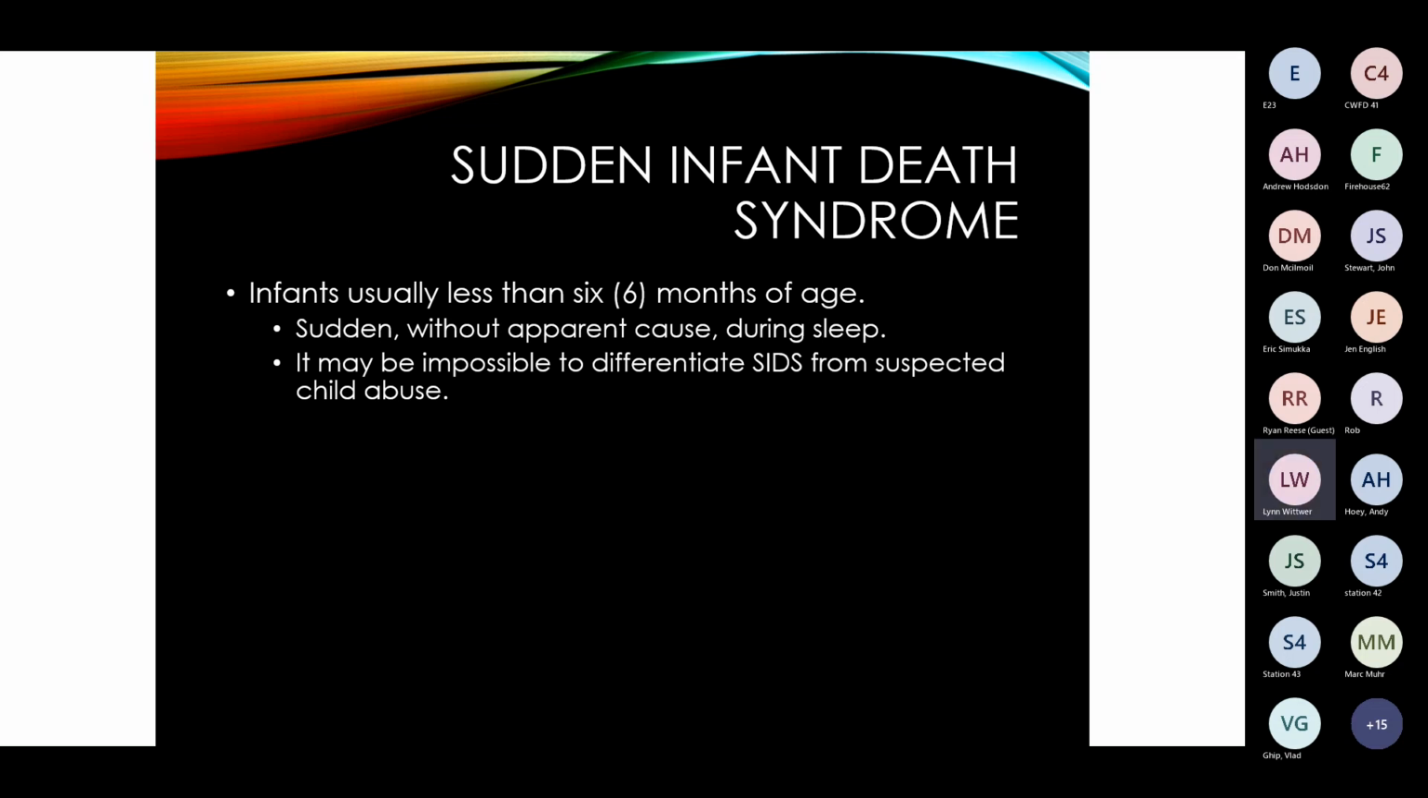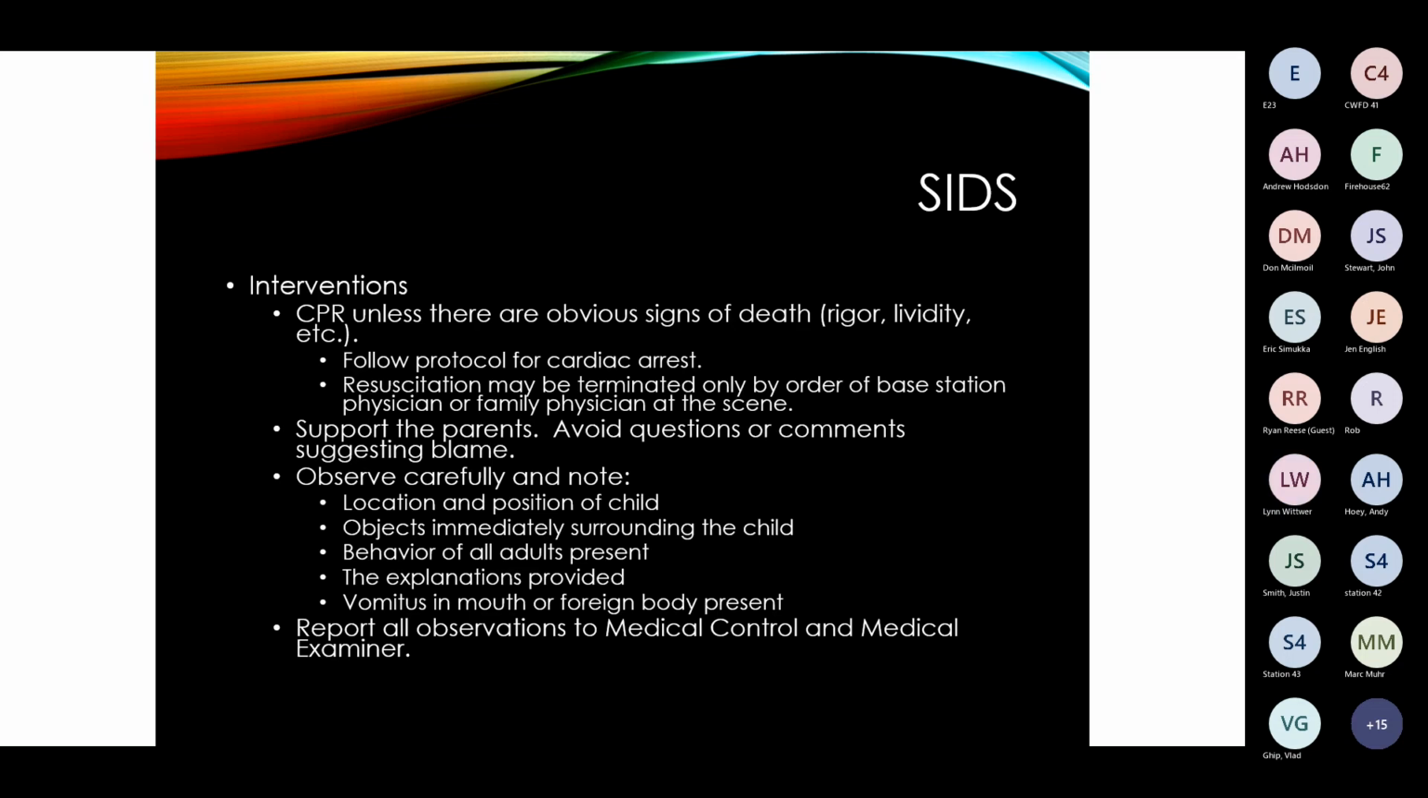Sudden infant death syndrome. Infants are usually less than 6 months of age, sudden without apparent cause, and during sleep. It may be impossible to differentiate SIDS from suspected child abuse. What do you do with the SIDS? You do CPR unless there are obvious signs of death, rigor, lividity, etc., cold babies. Follow protocol for cardiac arrest.